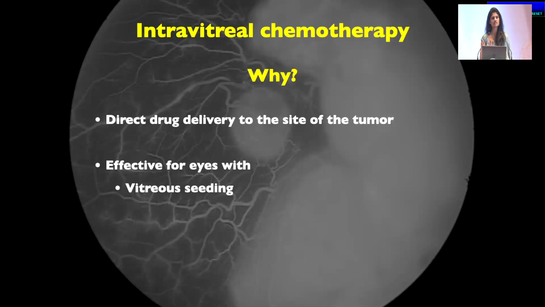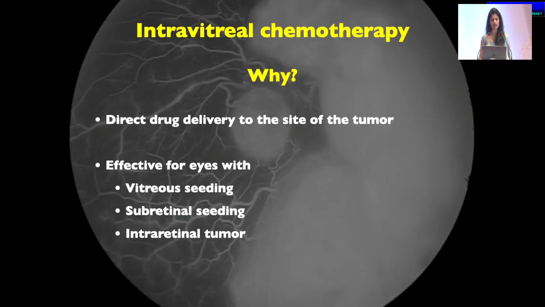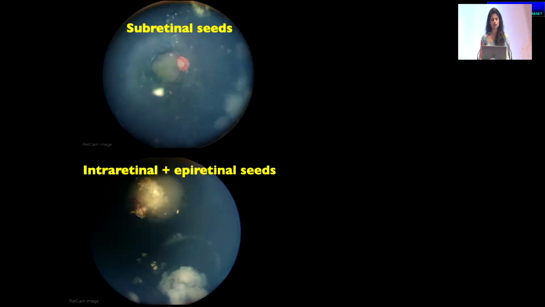Now, there are expanding horizons of intravitreal chemotherapy. If you remember the first slide that I showed, I told you that it is effective for eyes with vitreous seeding. So what are the expanding horizons? Now, there have been recent publications which have shown that intravitreal chemotherapy acts beyond the intravitreal seeds. It is effective against the subretinal seeds. It is effective against the retinal tumor as well. So the expanding horizon is that the intravitreal chemotherapy can be used in selective cases for subretinal seeding and for intraretinal tumor as well.